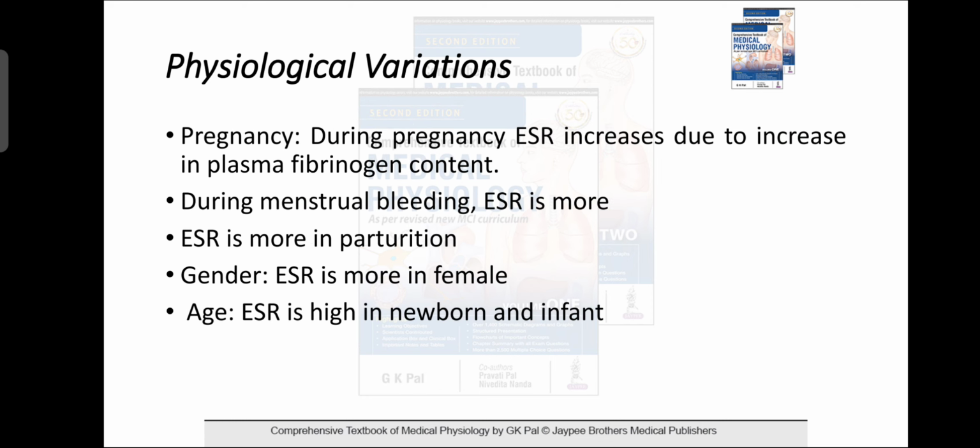Physiological variation in the ESR. In pregnancy, ESR increases because the plasma fibrinogen content is increased. During menstrual bleeding, ESR also increases. ESR is more in parturition. ESR is more in females. ESR is also high in the newborn and infant than in adults. So these are all the physiological variations of the ESR.